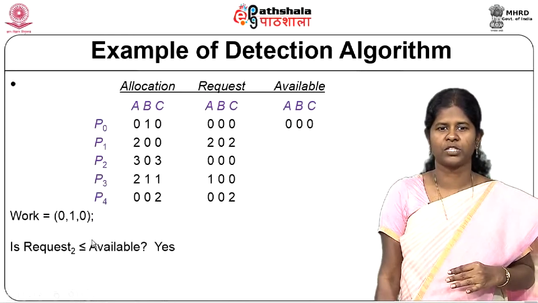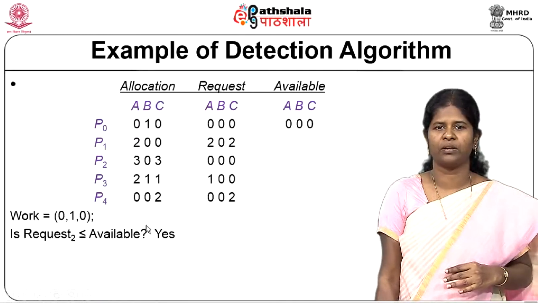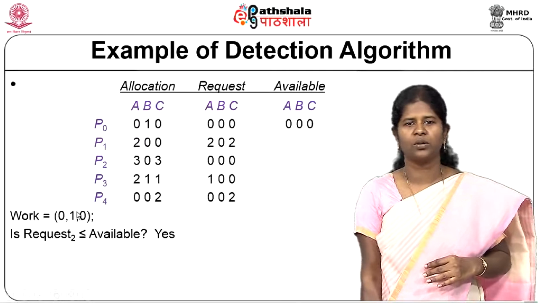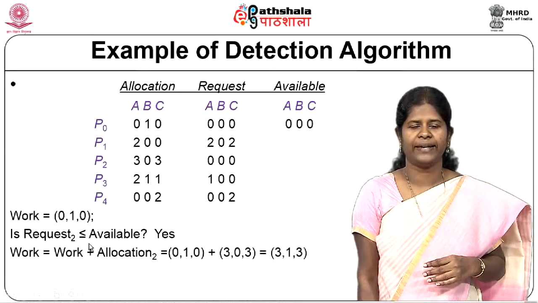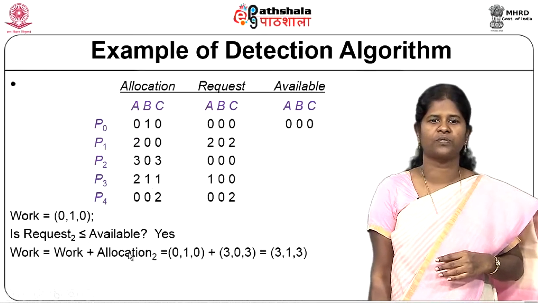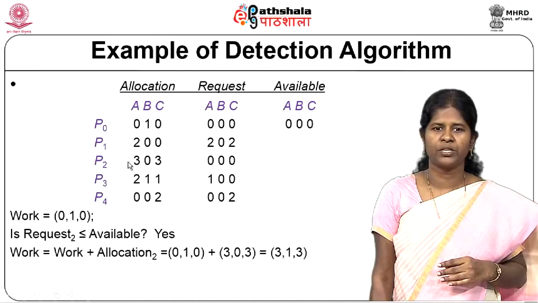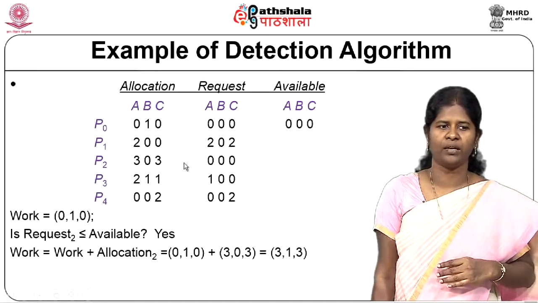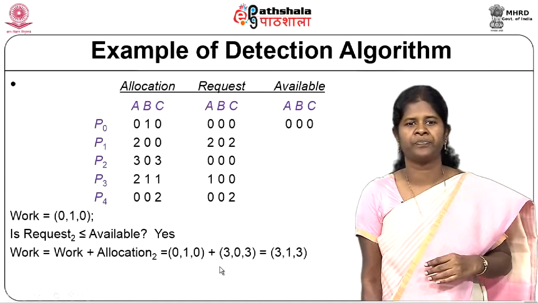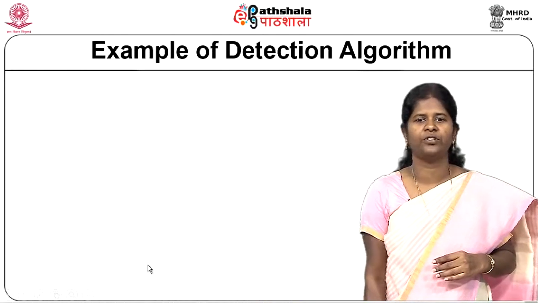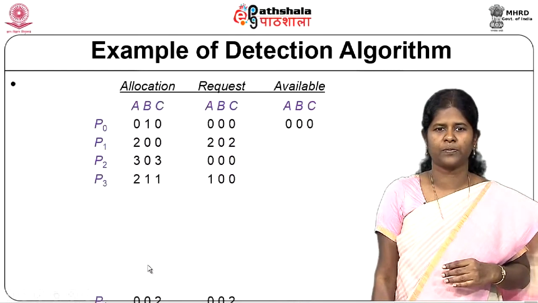We check the next process P2. We check if the request of P2 is less than or equal to what is available. P2 has no request. So, whatever is allocated to P2 will also be added to what is currently available. So, Work is equal to Work plus Allocation of P2. So, it becomes what is allocated to P2, that is 3 0 3. So, that is also added, and hence this becomes 3 1 3. So, what would be available in future is 3 1 3, and then we check the next process.